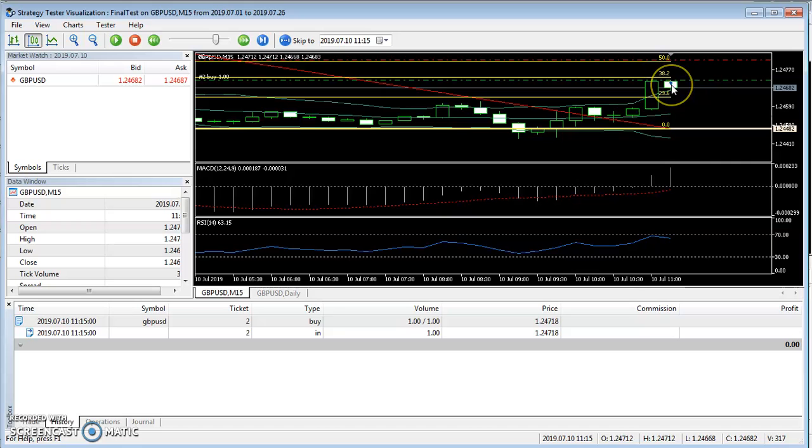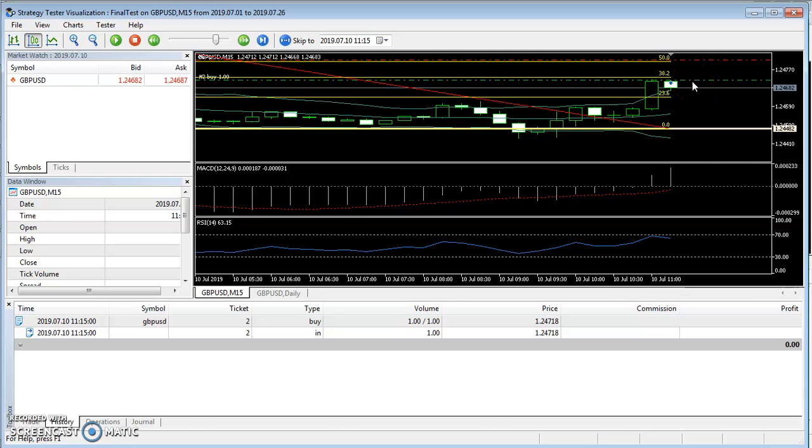Also, if it doesn't hit the 10 pip profit, but the candlestick ends at a higher price level than when the trade opened, it would also close that position, and it would close immediately after 15 minutes. But let's say it doesn't take a profit. Let's say it doesn't end at a higher price level than when the trade opened, and it ends at a loss, and it moves on to 30 minutes.